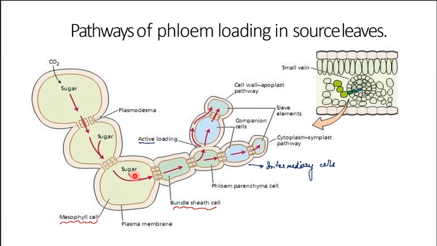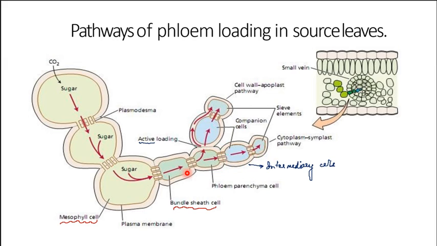See, sugar is moving from a mesophyll cell to bundle sheath cell to parenchyma and then to the companion cell, and then into the sieve tube element. Here the cytoplasm is involved in the transport, and the transport is through plasmodesmata. This pathway is known as the symplastic pathway of phloem loading. Clear? The symplastic pathway of phloem loading is energy independent. Clear?